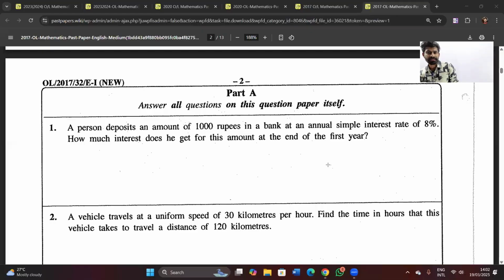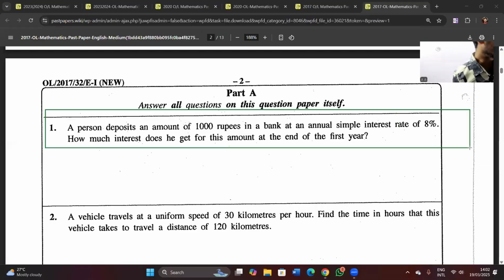2017 paper. Let's try to do some questions regarding the first one. A person deposits an amount of 1,000 rupees in a bank at an annual simple interest rate of 8%. How much interest does he get for this amount at the end of the first year?